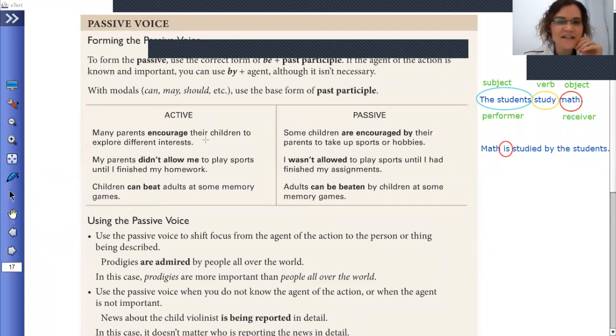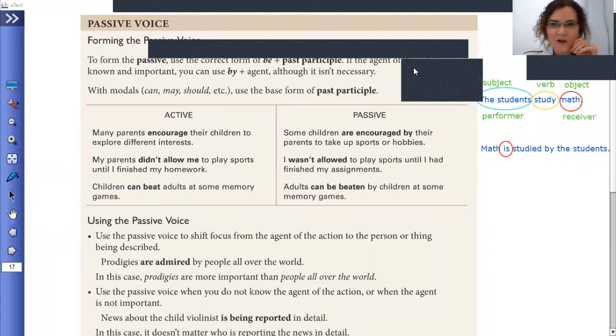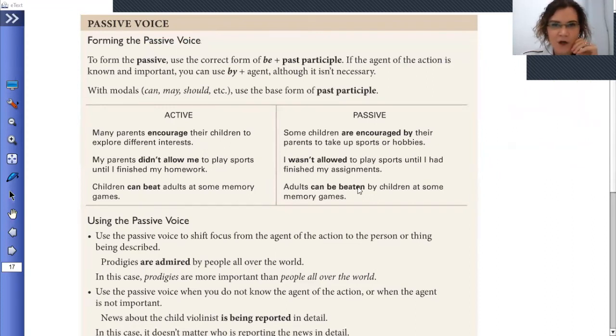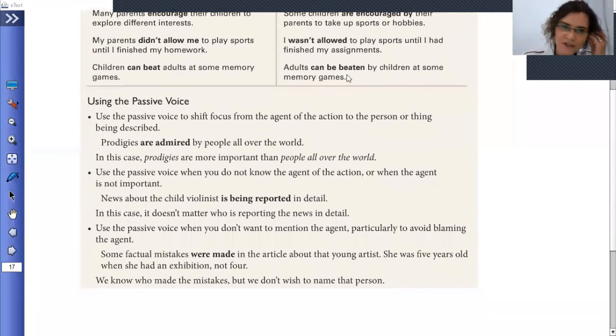So you see here that it depends on what it will become, on what the active is like. So you can just read through this, yeah? So why do we use it? Well, we use it to shift focus from the agent, which is the performer, to the action or the receiver. We use it when you do not know who the performer of the action is. So it's far easier to use the passive voice.